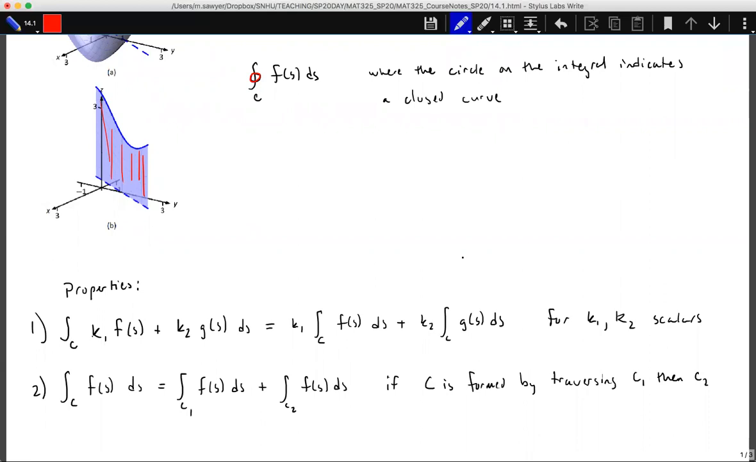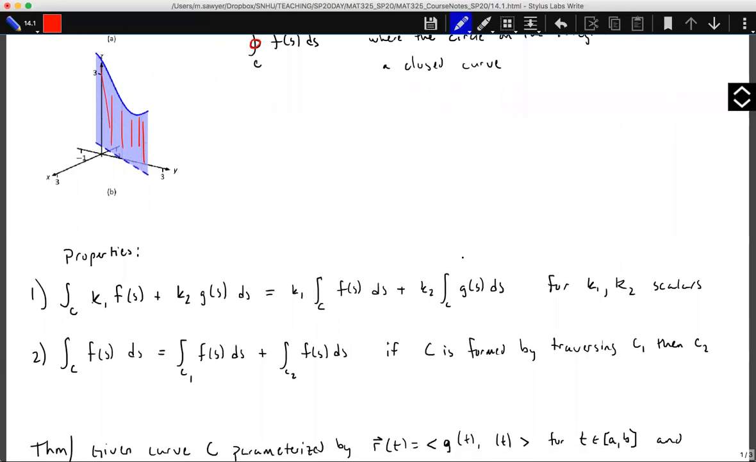If we break our curve up into 2 pieces, let's say C1 and C2, and the curve C is formed by traversing C1 and then C2, or C2 and then C1, you can piece together multiple curves. We can take the line integral over the curve C and break it into portions. This is equivalent to in Calc 1 when we broke up regions of integration into smaller, easier to calculate regions.